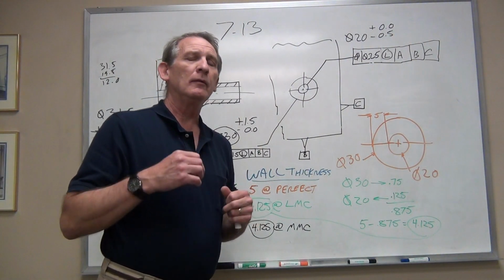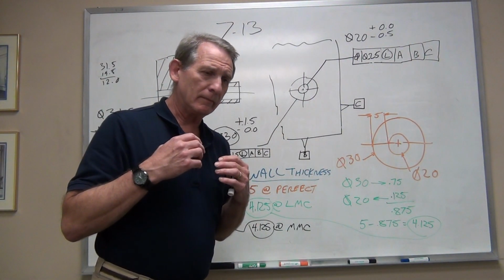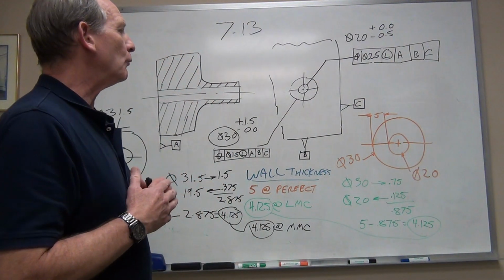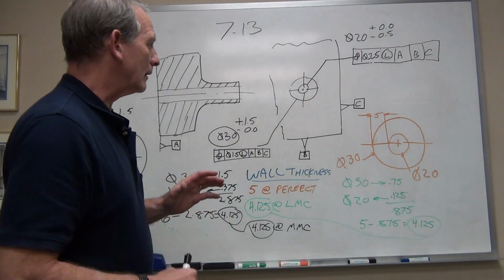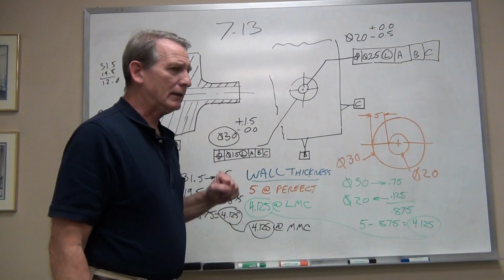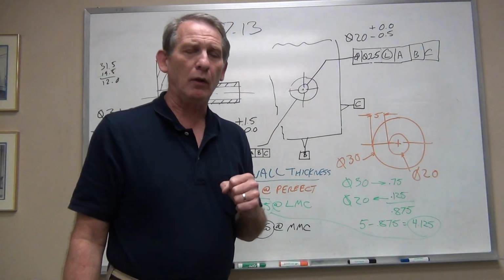All right, so let's look at what happens now when we start drifting around and the features get bigger or smaller. The positional tolerance is going to adjust accordingly. Let's see what can happen here. And again, our goal is to guarantee that we have at least a minimum wall thickness.